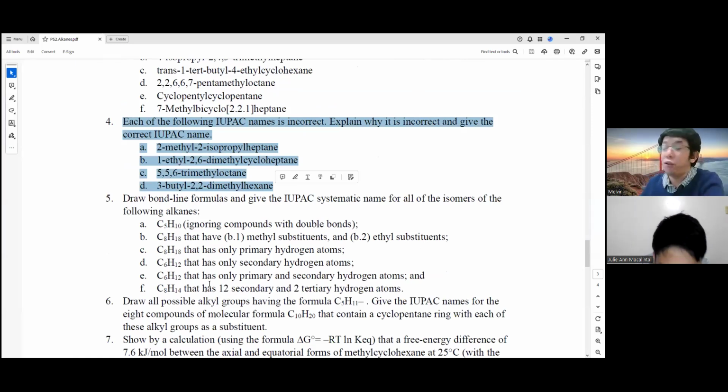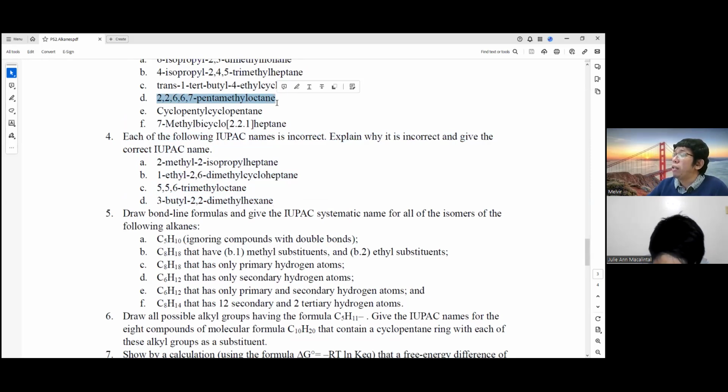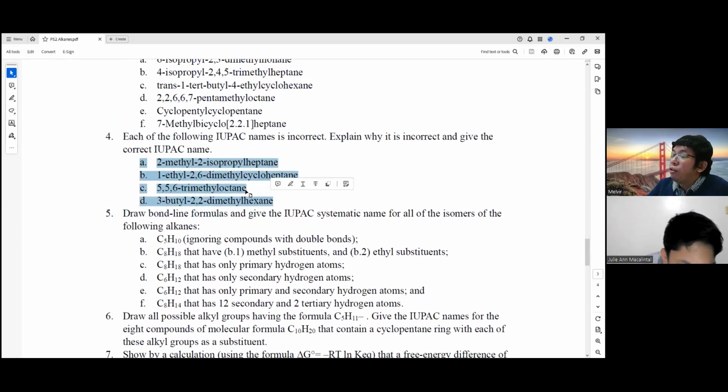Number four. This is for number four. Each of the following IUPAC names is incorrect. So they are all incorrect. Explain why it is incorrect and give me the correct IUPAC name. This is what I'm thinking kanina, no? Yung tingin mo, itong si letter D, mali yung pagpapangalan sa kanya. In fact, tama yan. Ito, si A to D, yung four compounds na to, wrong talaga yung names nila, no? So, bakit kaya? And then give me the correct IUPAC name.